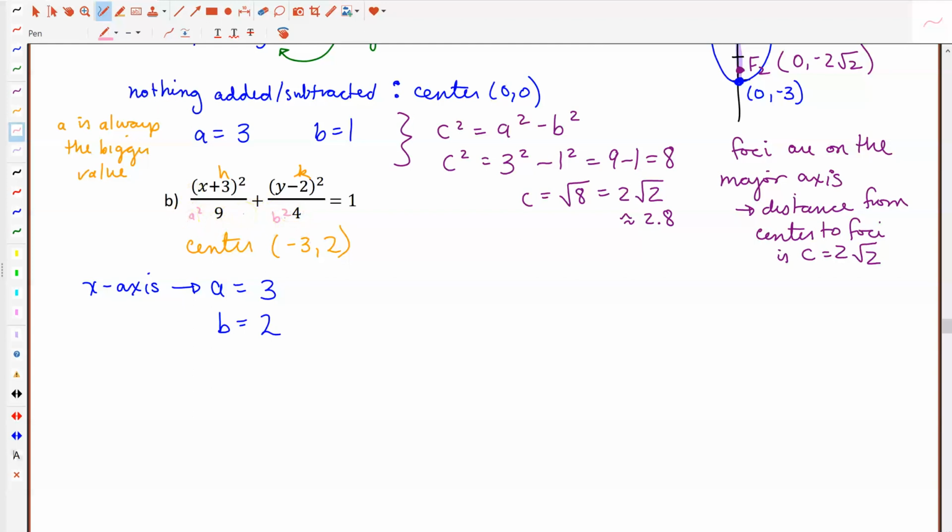Don't get in the habit of always thinking a is going to be associated with the x. Whatever number was bigger gets that a variable. I'm going to need it eventually, so might as well go ahead and find c right now. So c squared is equal to a squared minus b squared. The more you write these formulas, the more it'll help you remember it. So c squared is equal to 9 minus 4, or 5. So c is equal to the square root of 5, which is approximately equal to 2.2, to help me with finding those foci.